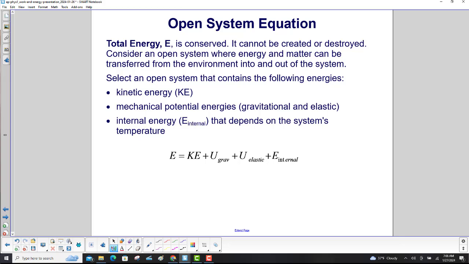Consider an open system where energy and matter can be transferred from the environment into and out of the system. We're going to select a special open system that has the following energies: kinetic energy, mechanical potential energies, that's gravitational and elastic, which we've already covered, and the internal energy, that depends on the system's temperature. So we have our little equation here. The energy is KE plus potential energy gravity, potential energy elastic, and internal energy.